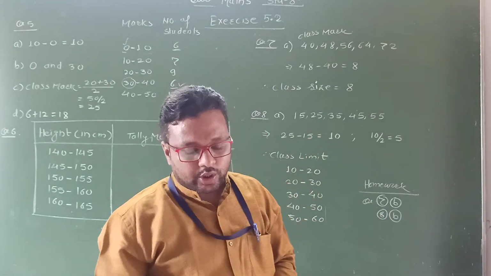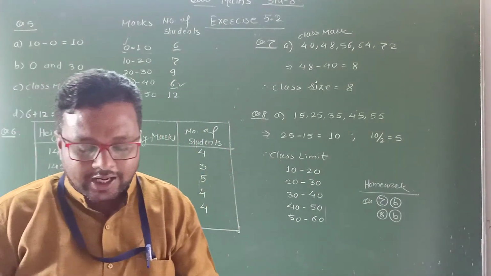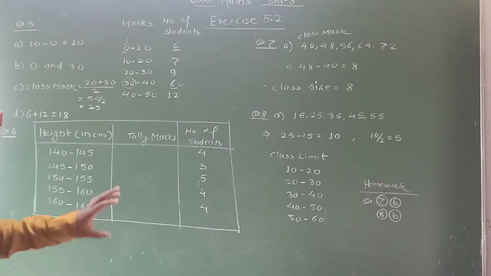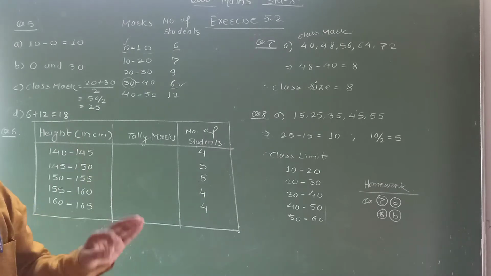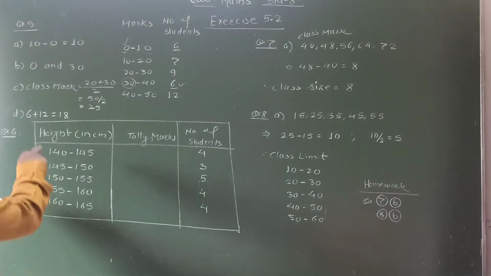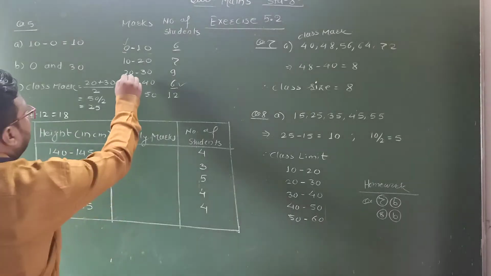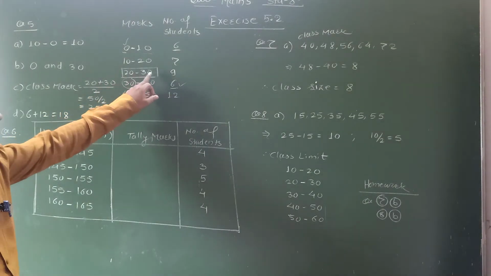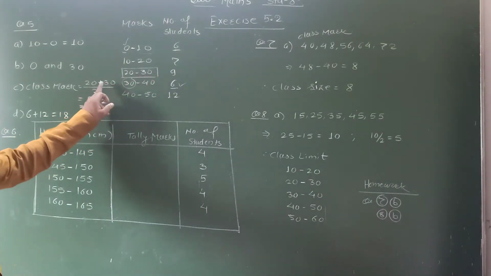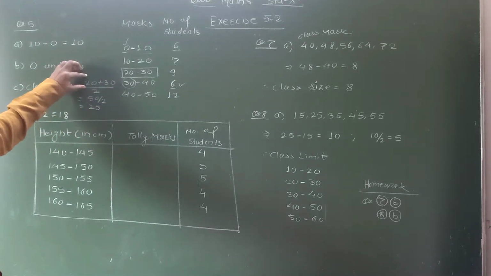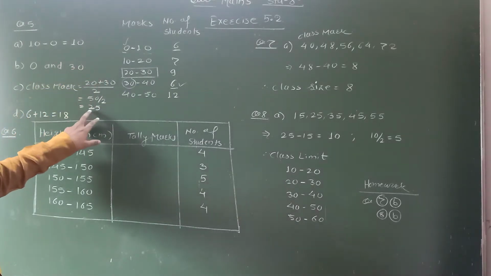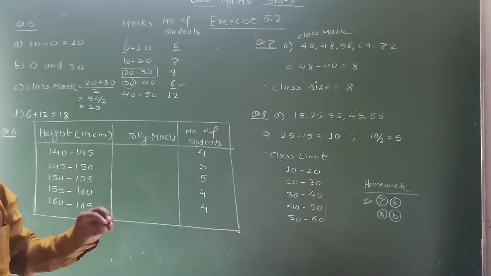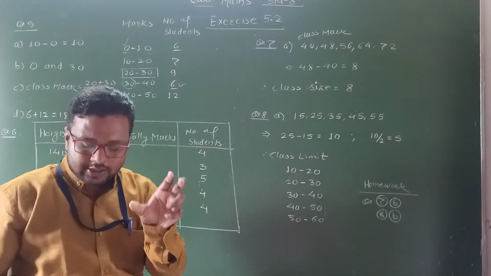Then see the next question. What is the class mark of the class 20 to 30? To find the class mark of any class interval, we have to take the average of the lower class limit and the upper class limit. Here we add 20 plus 30, that is 50, and divide by 2. Here we get 25. 25 is the middle number of 20 and 30, that is the class mark.